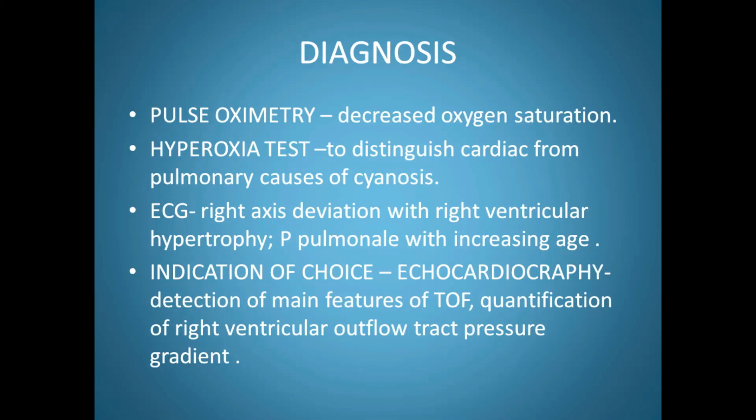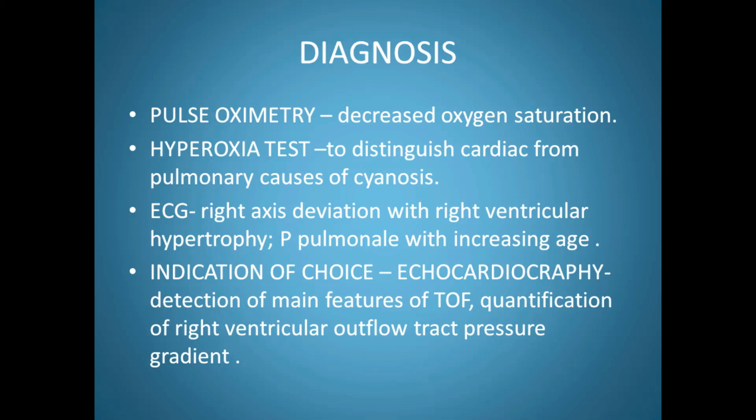Next, let's see the diagnosis. Diagnosis can be achieved when we check the pulse oximetry. There's decreased oxygen saturation due to decreased blood supply to the lungs. We have to do a hyperoxia test to distinguish cardiac from pulmonary causes of cyanosis. In ECG, we can see a right axis deviation with right ventricular hypertrophy. P pulmonale can be seen with increasing age.